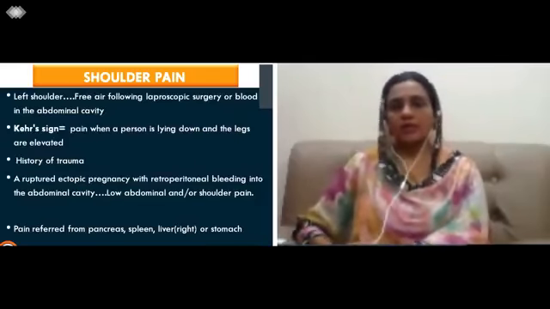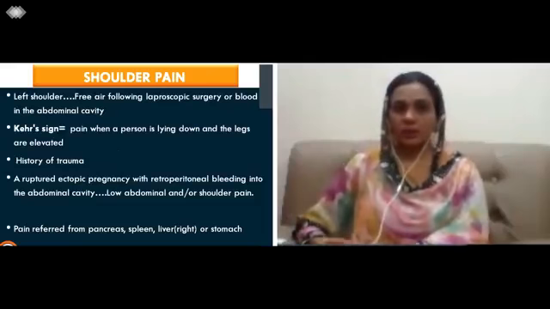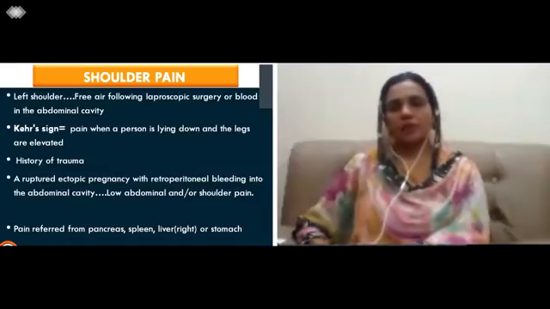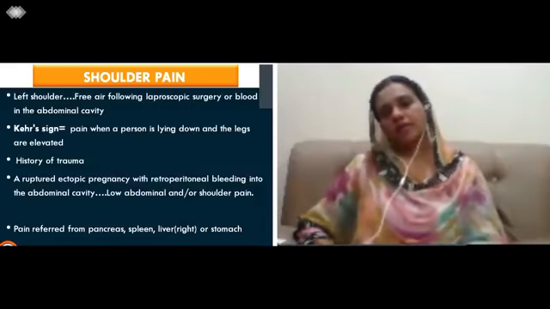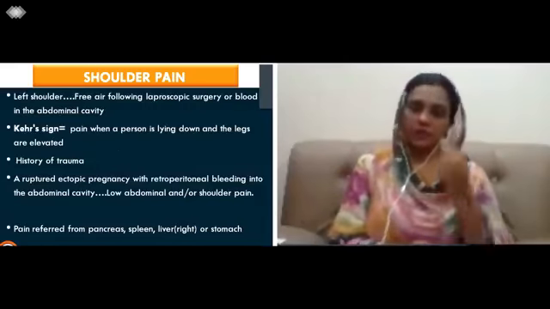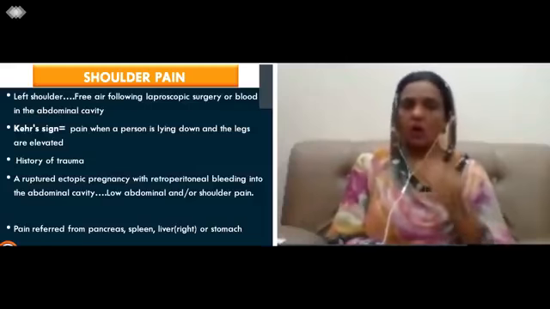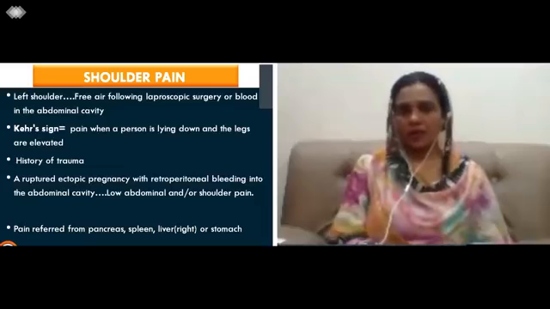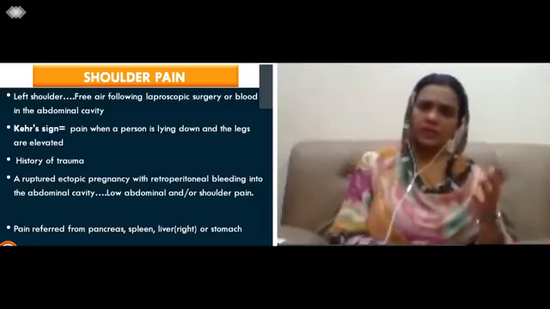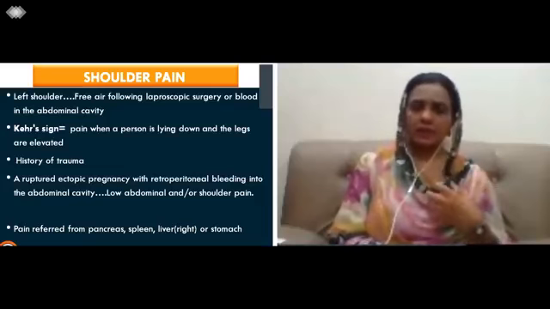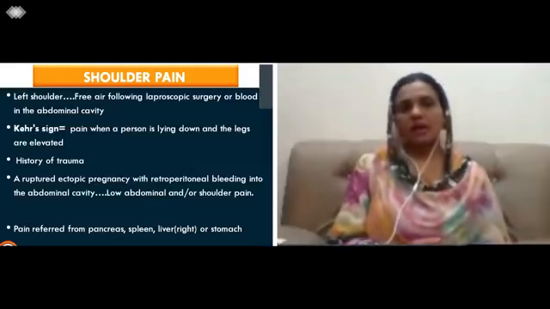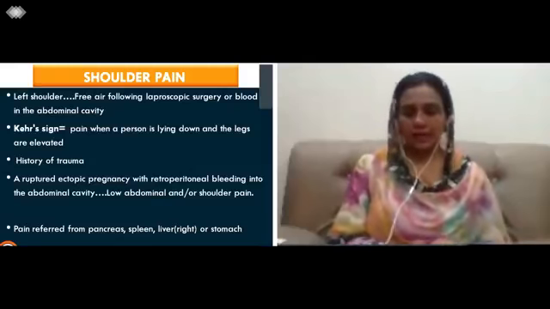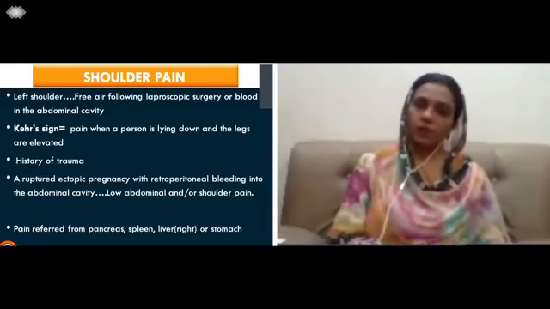So coming towards the another symptom, that is shoulder pain. Most of the time the patient complains of left shoulder pain, and left shoulder pain can be caused by either free air in the peritoneal cavity, that can be as a result of laparoscopic surgery, or there can be blood in the abdominal or the peritoneal cavity. And we have already discussed how retroperitoneal bleeding, or how your ectopic pregnancy rupture or your spleen rupture even, can lead to blood in the retroperitoneal cavity, and that will cause a left shoulder pain.